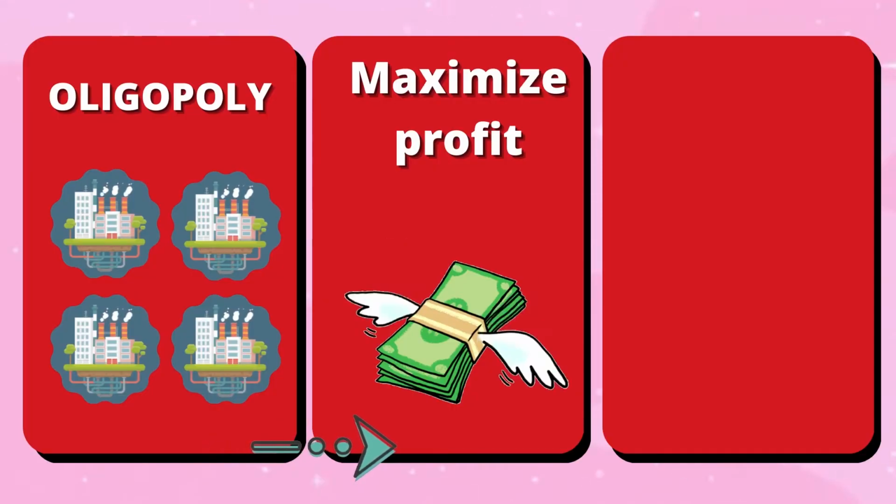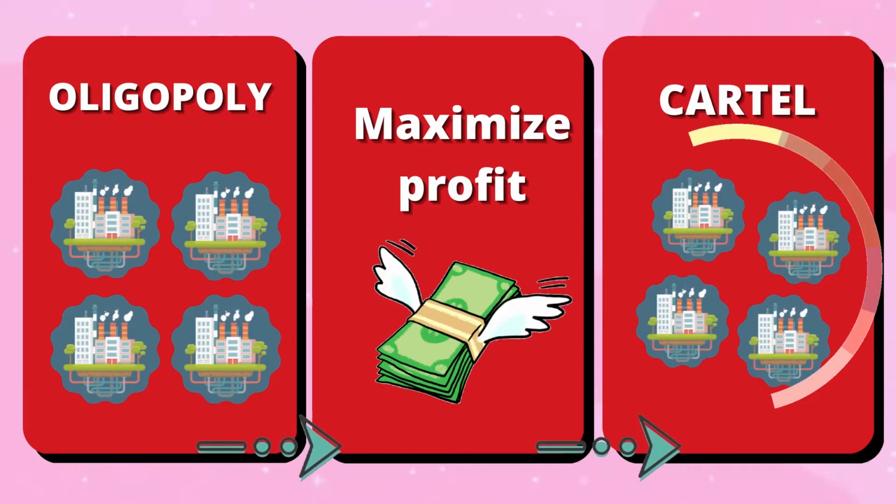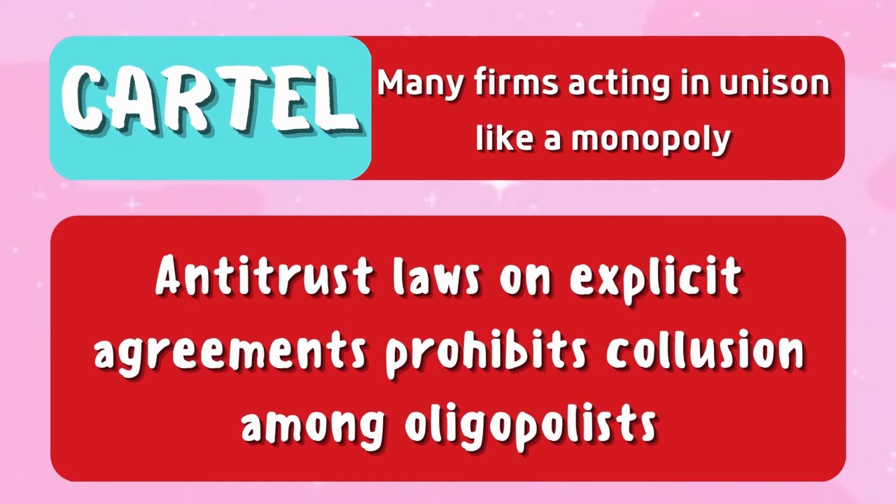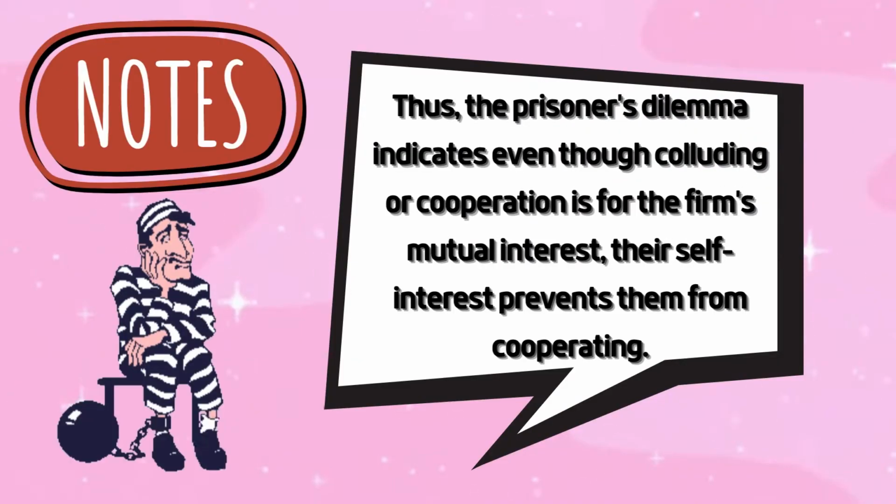Under oligopoly, firms can maximize their profits by creating a cartel and acting like a monopoly. Cartel means firms act in unison. They can collude by both setting $7 to earn higher profits, but often that is not possible due to the prohibition of antitrust laws on explicit agreements among oligopolists for public policy purposes, or even due to the incentive to cheat on their collusive agreement. Thus, the prisoner's dilemma indicates that even though colluding or cooperation is in the firms' mutual interests, their self interest prevents them from cooperating.